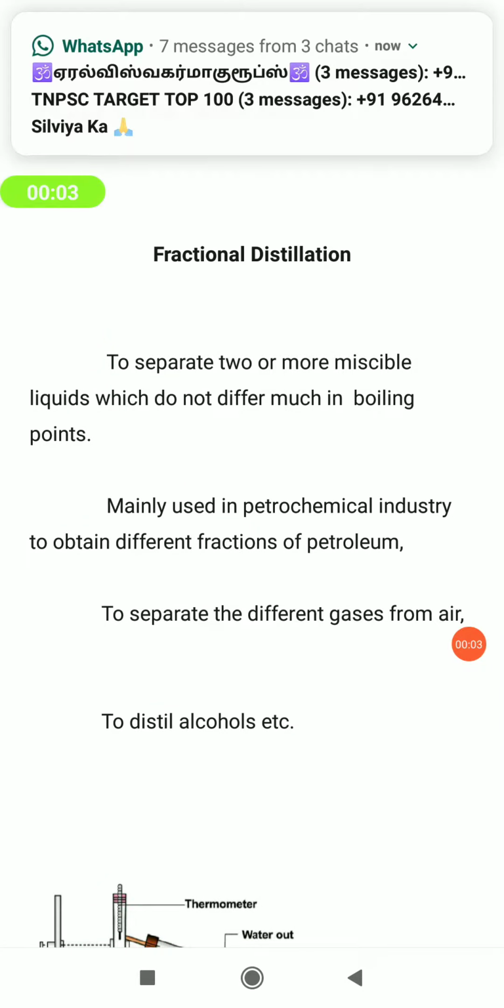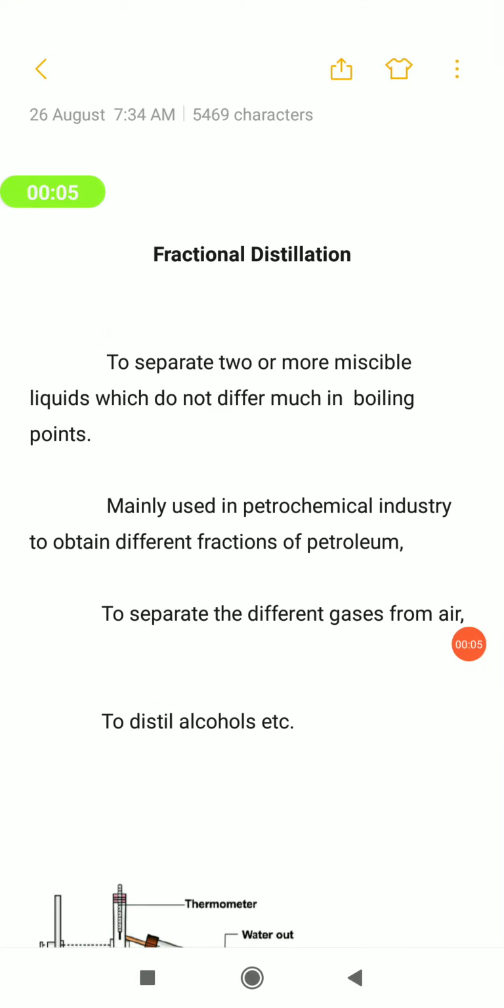Hello students, good morning. We have been seeing the various separation techniques now. In the last video, we saw about the simple distillation. The condition for simple distillation is that the liquids in the mixture should differ by 25 Kelvin in their boiling point. But this technique, fractional distillation, is mainly used for liquids which do not differ much in their boiling point. The mixture of liquids do not differ much in their boiling points.